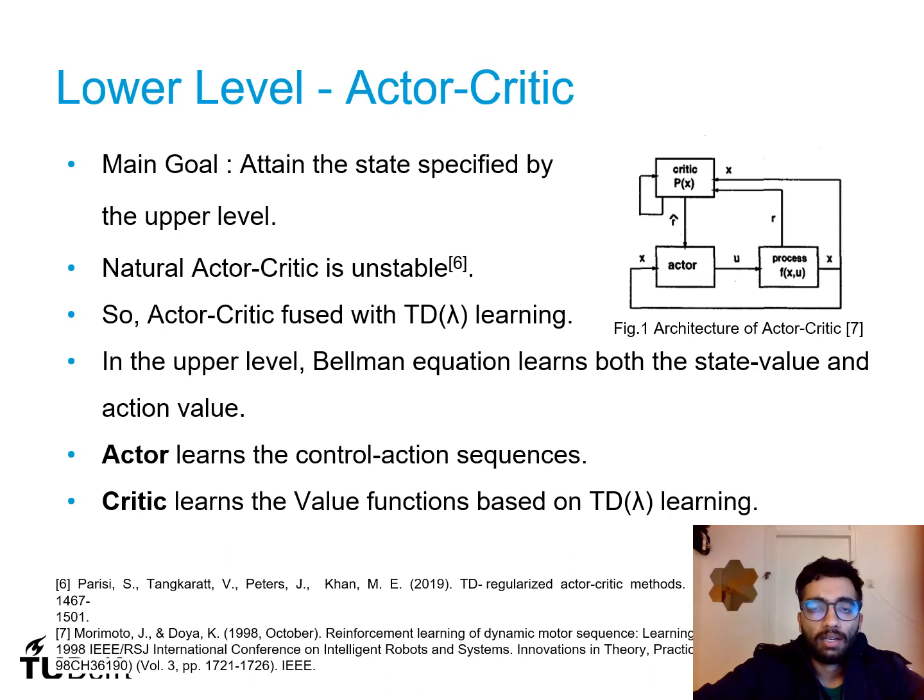In a natural actor critic algorithm, the actions taken are undesirable and unstable. So the authors have fused actor critic with TD lambda to penalize the visited states using eligibility traces, which was discussed earlier in the upper level.